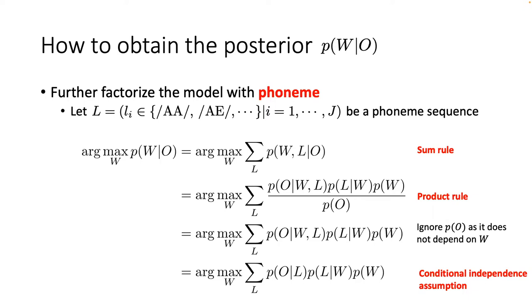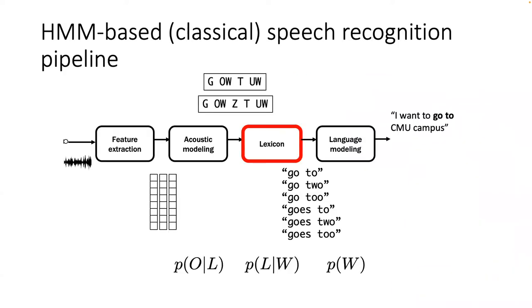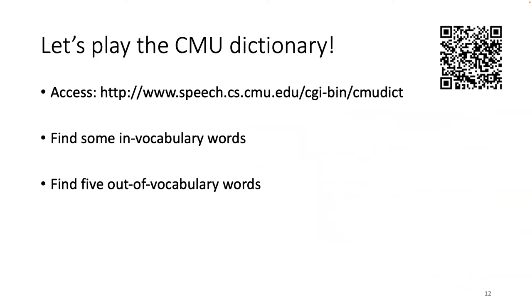Okay, and then we factorize the entire speech recognition problem into four components: feature extraction, acoustic model, lexicon, and language modeling. Last time, due to a Wi-Fi issue, I couldn't make a demonstration about the lexicon part, but this time, I believe people enjoyed the CMU dictionary, right? The query was COVID, and the answer is that COVID is not included in the dictionary.